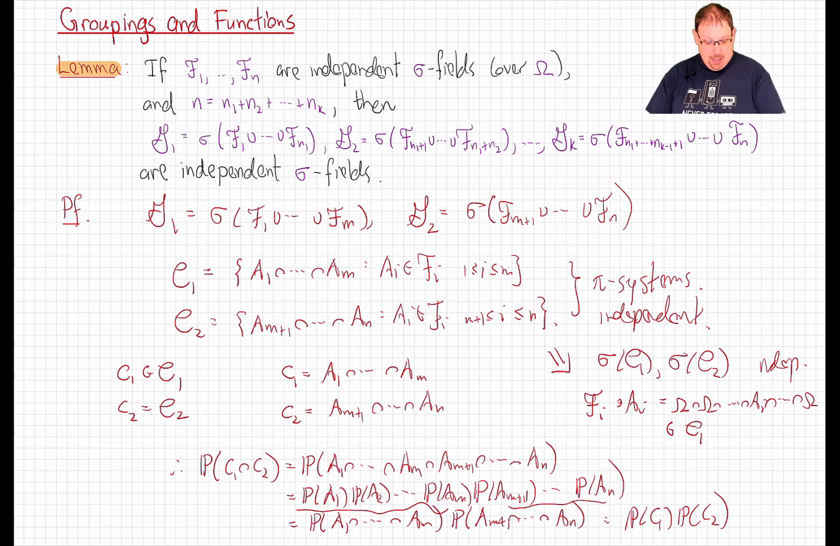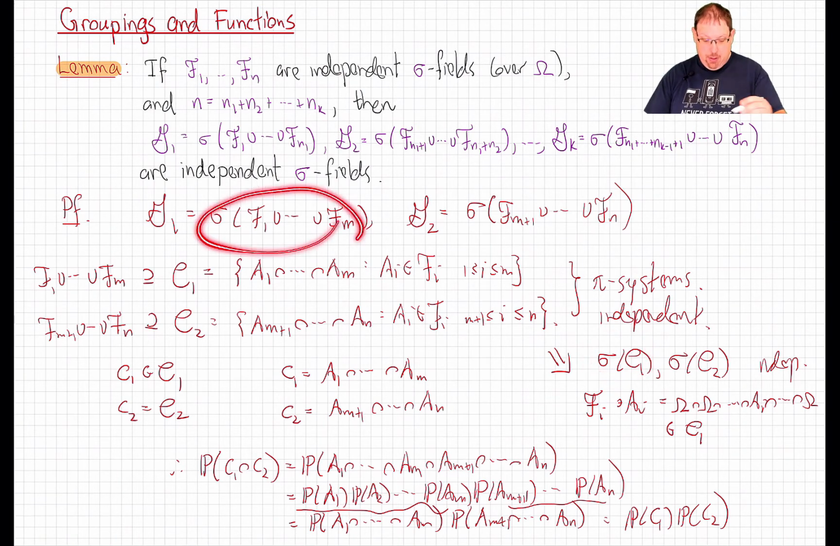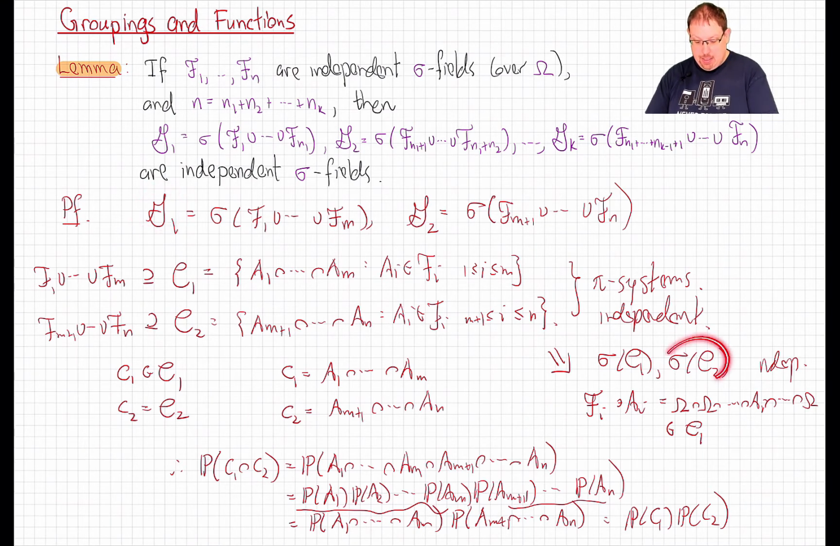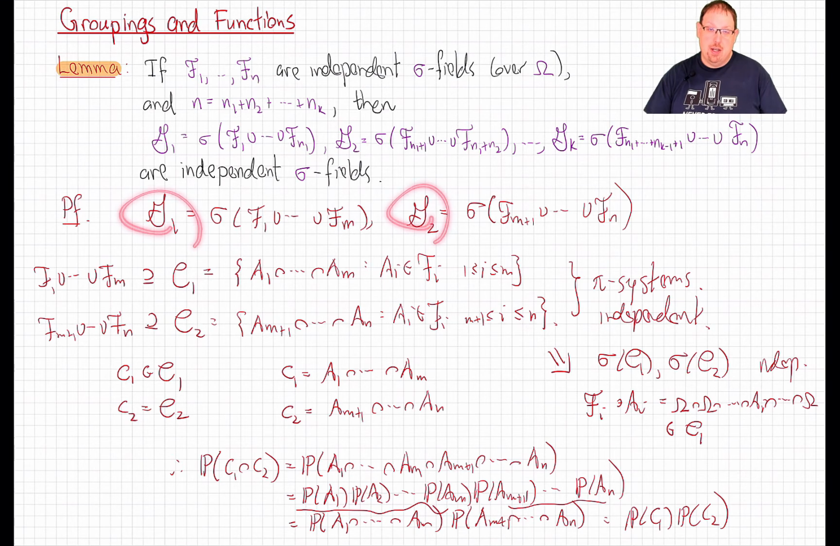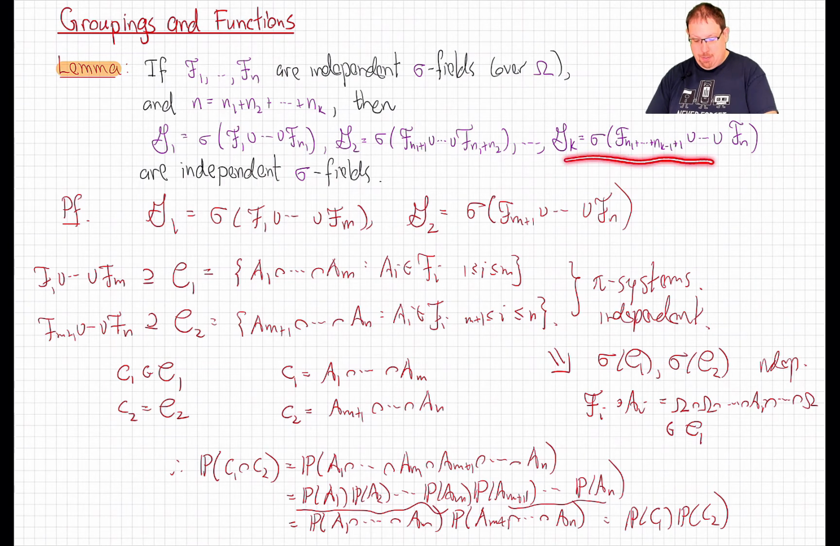So C1 contains the union F1 up to Fm. And C2 contains the union Fm+1 up to Fn. And therefore, the sigma field that it generates contains the sigma field generated by F1 through Fm, which is G1. And similarly, this contains that, but of course is equal to it since the other containment is clear. And so that shows that these two are independent. The exact same proof works in general for larger numbers. It's just a matter of keeping track of all of those indices.